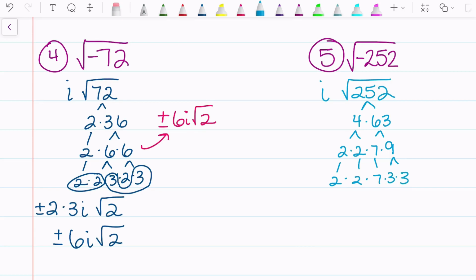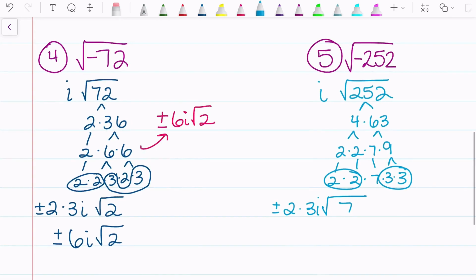So when the number was prime, I brought it down. When it's not, I keep breaking it down. I now have a pair of 2s and a pair of 3s. So I'm going to have one 2 coming out, one 3 coming out, and my 7 on the inside. I forgot my i, there it is, and I forgot my plus or minus. So now I have plus or minus 2 times 3 that came out is really 6i square root 7. Hope this helps.